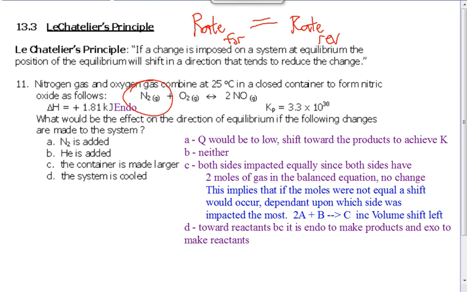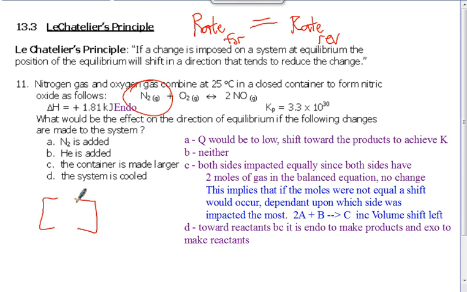All right. Helium is added. There's no impact here. Helium is not in the reaction. It's a noble gas. It's not going to impact any of those things. It wouldn't shift either direction. It's just kind of getting in the way, but it's going to get in the way of the N2, O2, and the NO equally. The container is made larger. All of this is in terms of molarity.